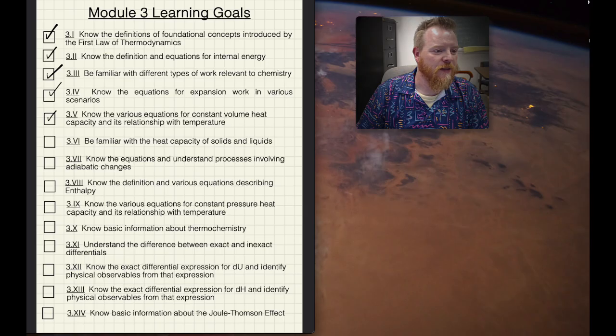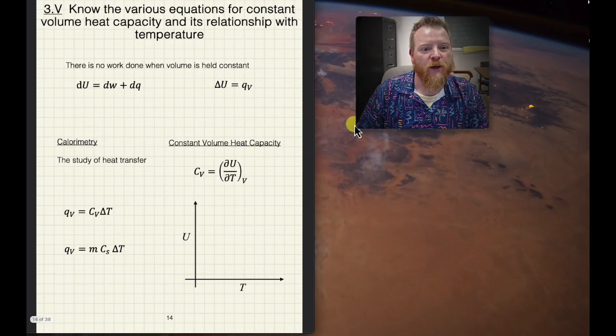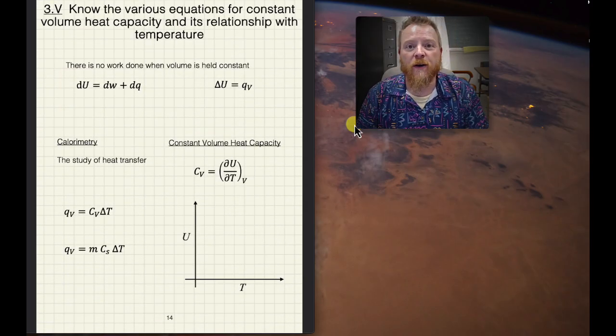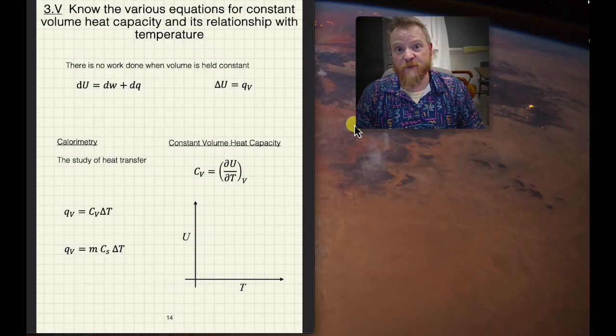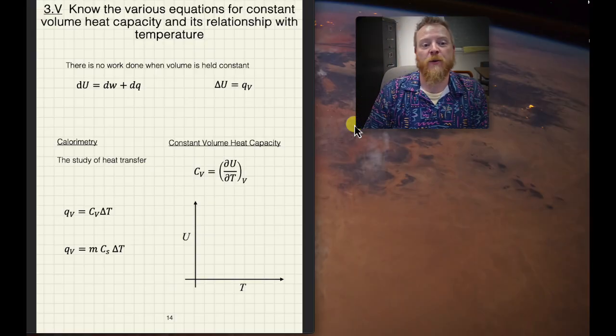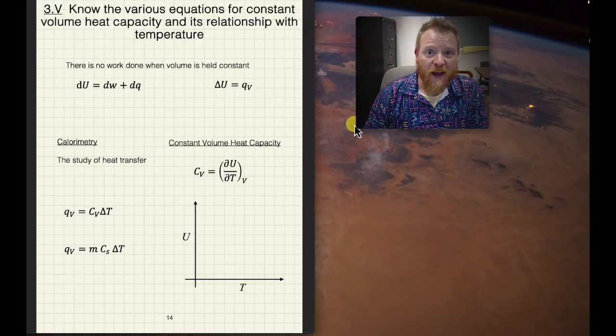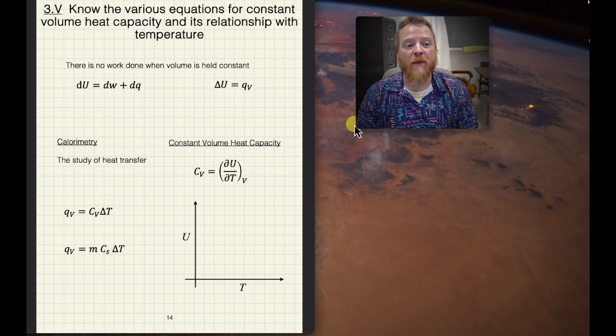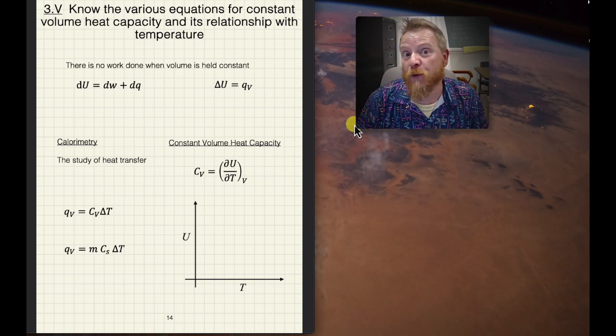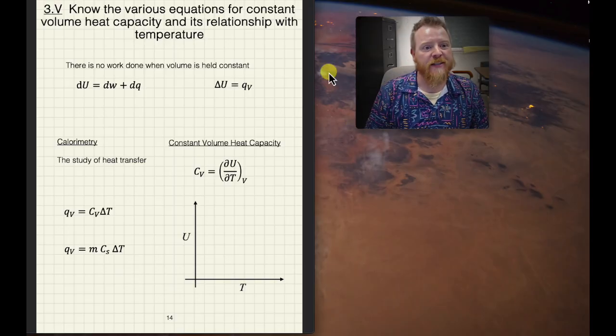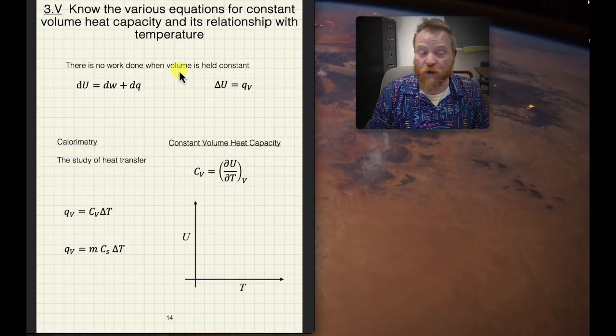Okay, let's find the slide. Here we go. So we're going to keep invoking these various scenarios that I referred to in the last video. These scenarios describe different paths that we might take, like something that's isothermal, or in this case, we're now interested in constant volume.